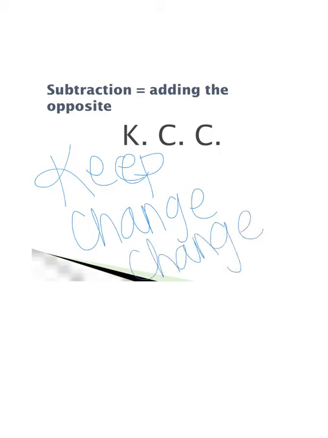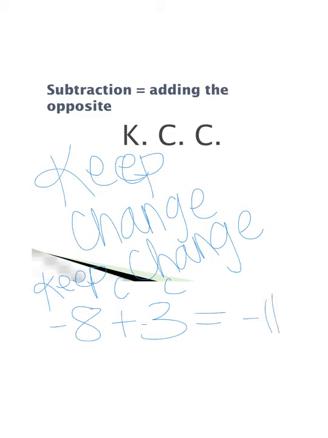For example, if I do -8 minus 3, -8 we will keep, minus we will change to a plus, and the +3 we will change to a negative. We know that both of our signs are negative, so our answer has to be negative, and 8 plus 3 is 11.